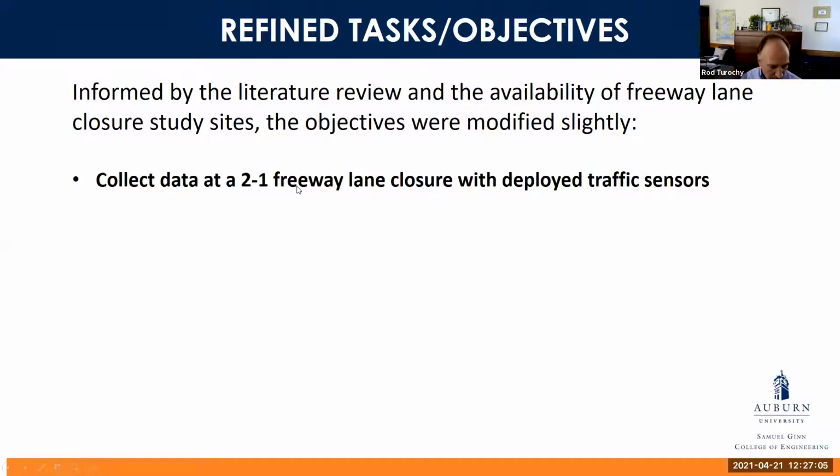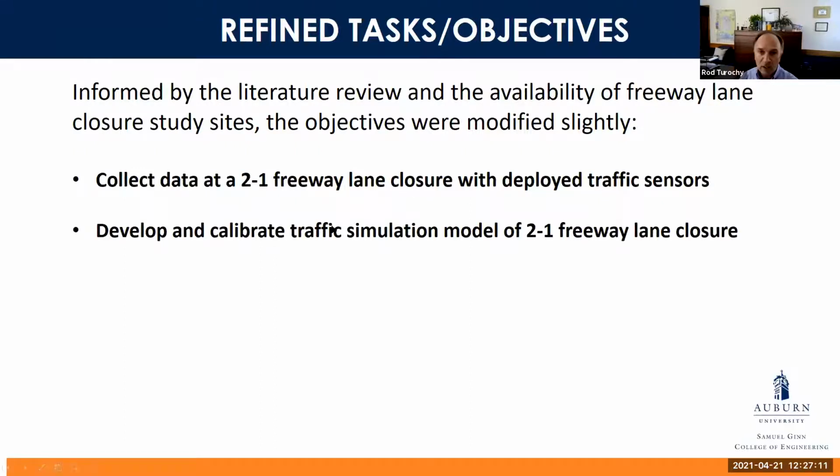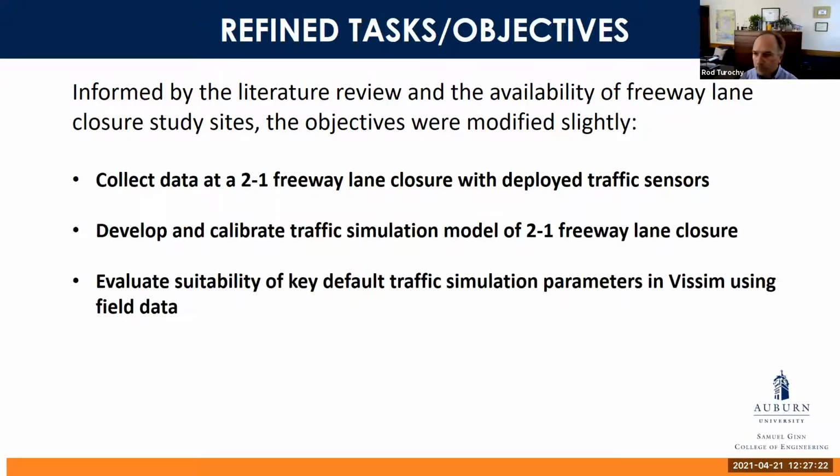was to collect data at a 2-to-1 freeway lane closure with traffic sensors that we deployed, and then develop and calibrate a traffic simulation model of that lane closure. And we used the simulation tool VISSIM that Virginia had mentioned earlier. And then we wanted to look at the suitability of some of the key default traffic simulation parameters that exist in VISSIM and take a look at their validity with the field data. So we'll elaborate on that as well.